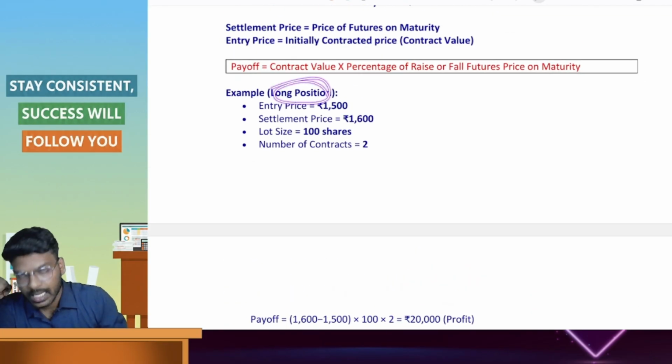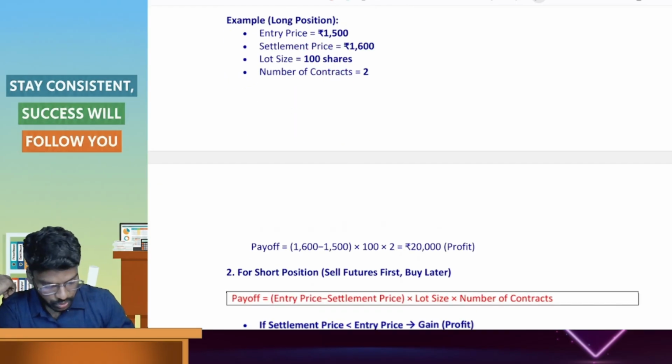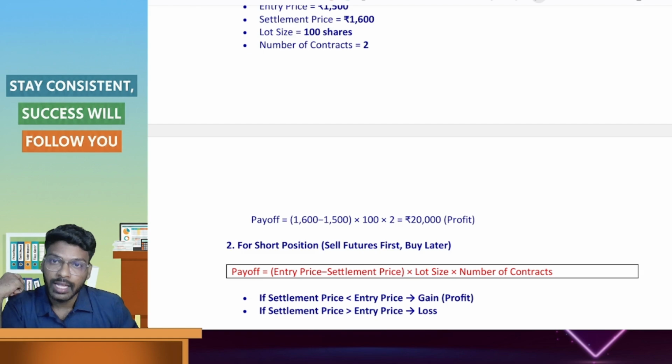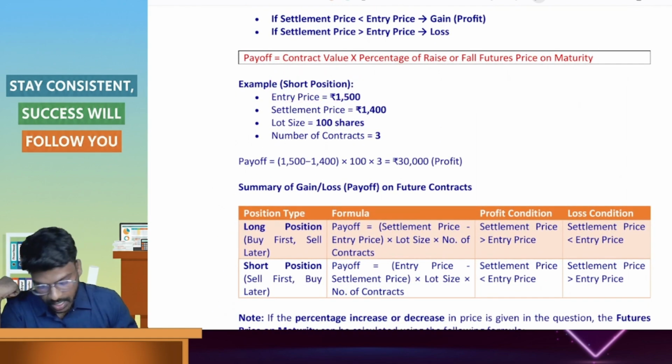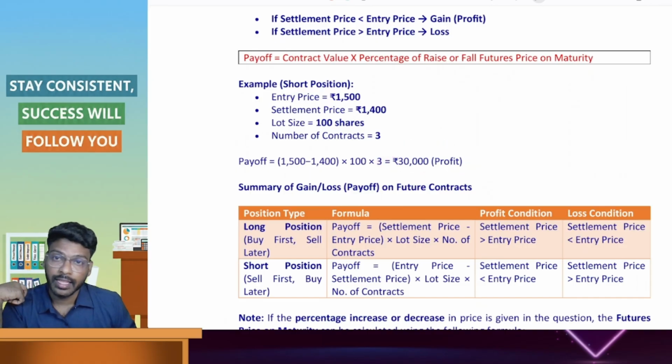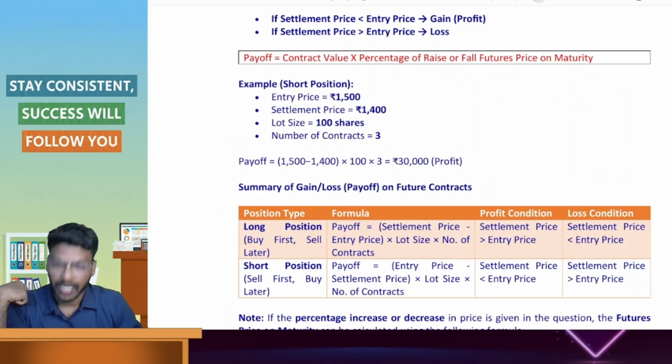In this case, the person who takes the short position will get a profit of 30,000. If one person is taking the short position, the other person will take the opposite position, that is the long position. So for the other person, 30,000 will be the loss.